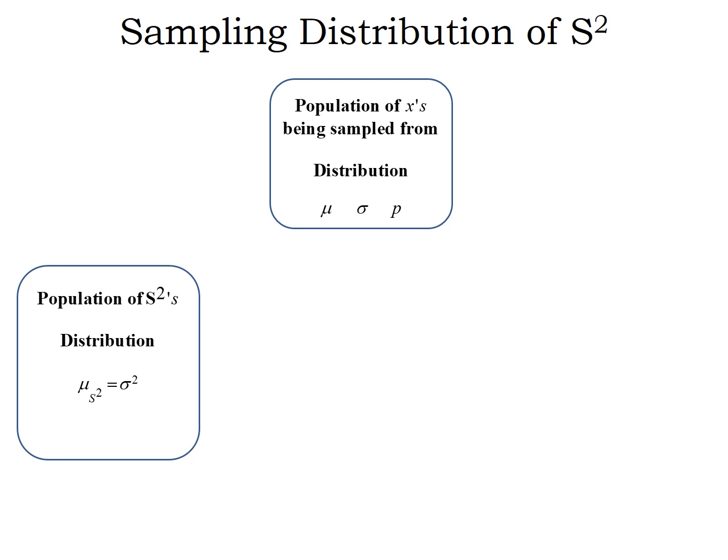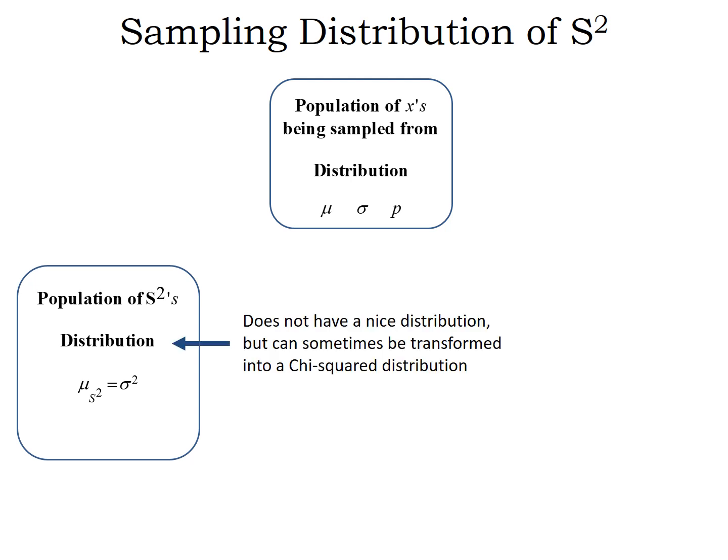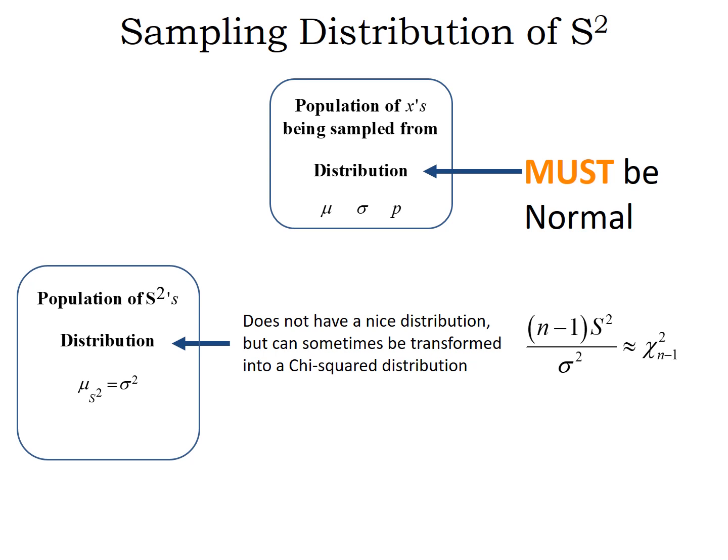When we did the distribution of S squared the first time, we covered the fact that S squared does not have a nice distribution by itself, but under the right conditions, it is directly related to a chi-squared distribution. So sometimes we can transform our sample variance, or equivalently sample standard deviation, into a chi-squared distribution. The requirement to do this is that the population you're sampling from must be normal. This is absolute. If your parent population is normally distributed, then we can transform S or S squared into a chi-squared score using n minus 1 times S squared over sigma squared.